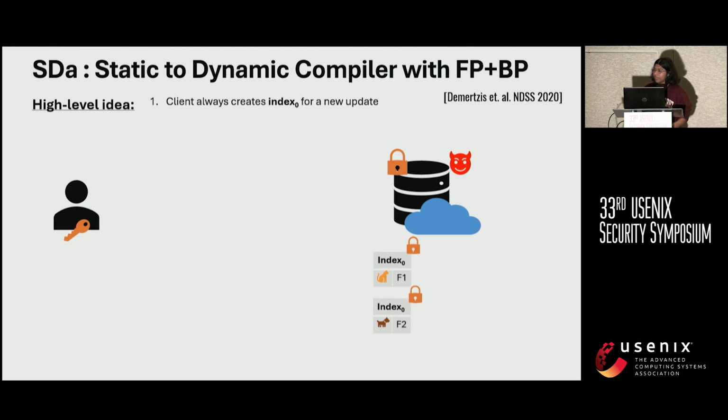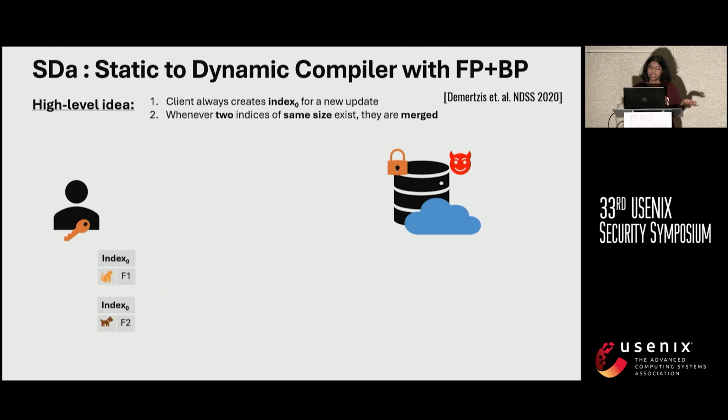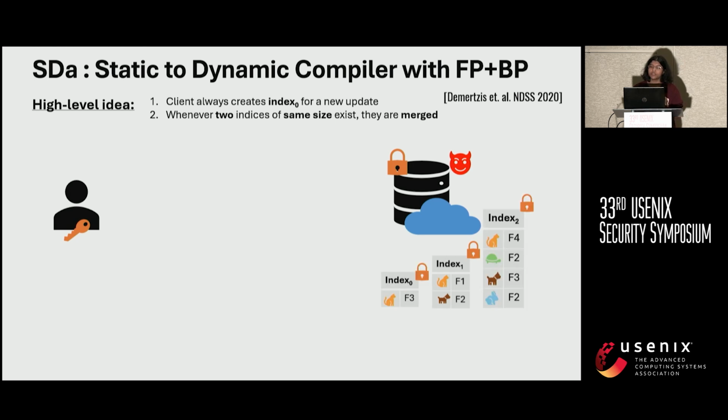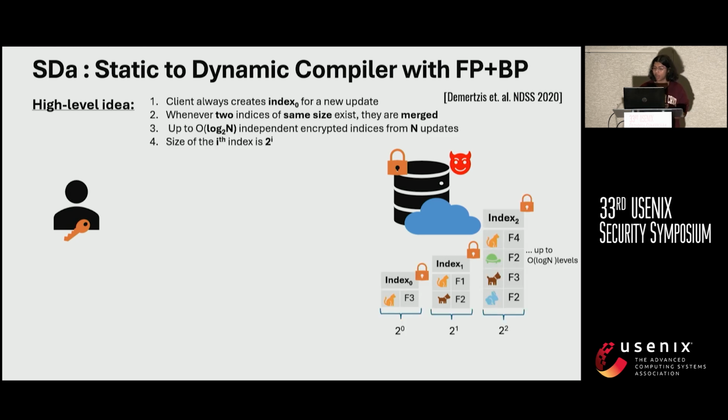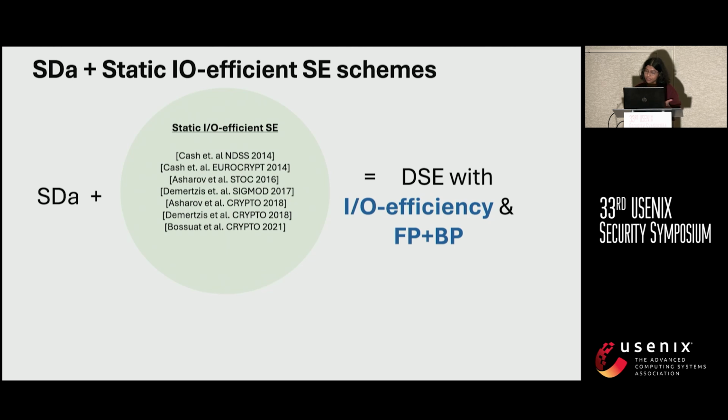And whenever two indexes of the same size exist on the server side, they are downloaded, decrypted, and merged together to create an index of double the size, and uploaded back to the server. So in this way, with SDA, for n updates, up to log n indexes are created. And as I said, SDA transforms any static scheme to a dynamic one.